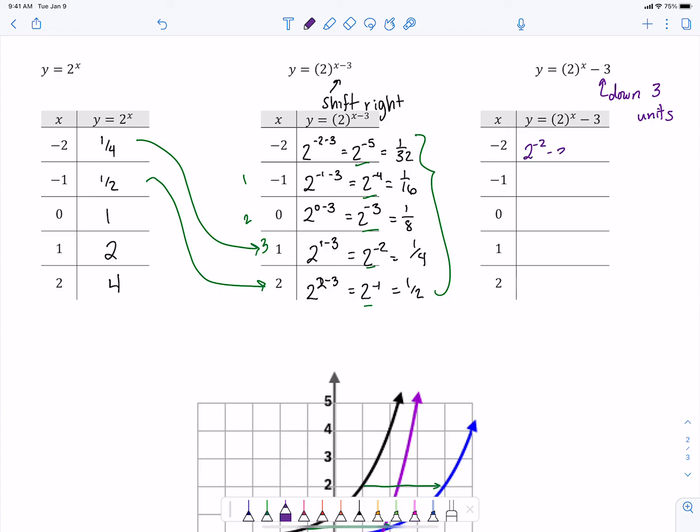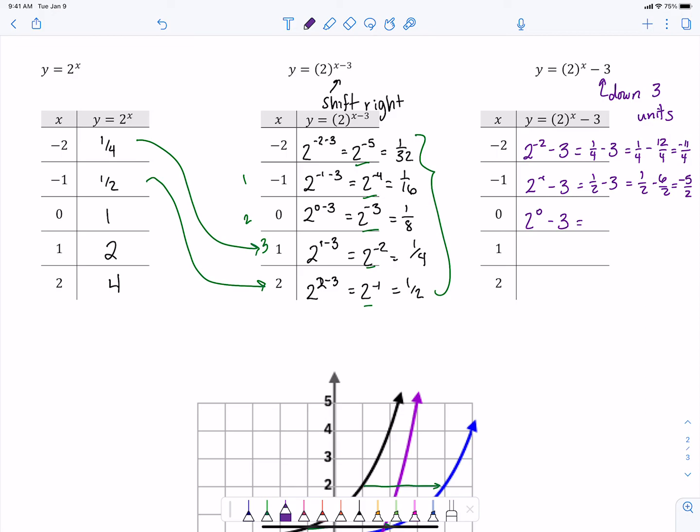And this is done after we do our exponent. So again, that's that order of operations there. It's telling us to do 2 to the negative 2 and then subtract 3 from that. So we end up with 1/4 minus 3. Oh man, now I'm going to have to do some fractions here. So we get -11/4. And 2 to the negative 1 minus 3, so 1/2 minus 3, so 1/2 minus 6/2, we get -5/2.